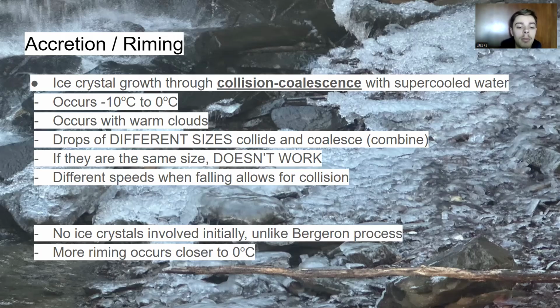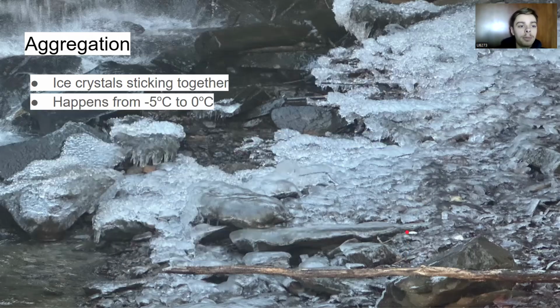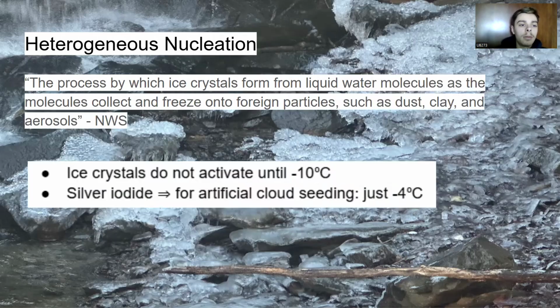It more often occurs near 0 degrees Celsius, but they will eventually freeze and become ice crystals. Aggregation is just ice crystals sticking together, and this happens from -5 to 0 degrees.